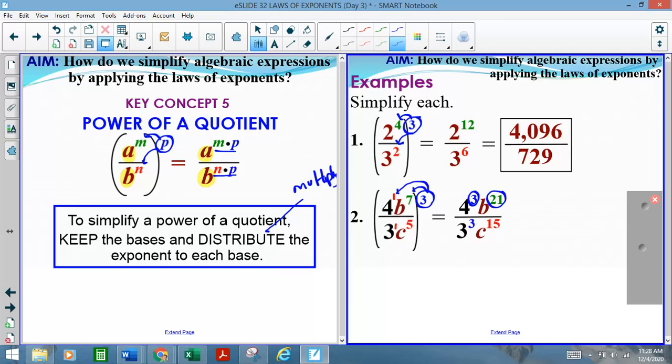Let's do it now to the denominator. So now we're going to do 3 times 5. And that gave us our c to the 15. And then 3 times 1, which is why we got 3 to the 3rd power. Now let's go ahead and simplify the numerical parts further. So if we do 4 to the third power, and then also 3 to the third power, we find that it's 64 b to the 21st power over 27 c to the 15th power.